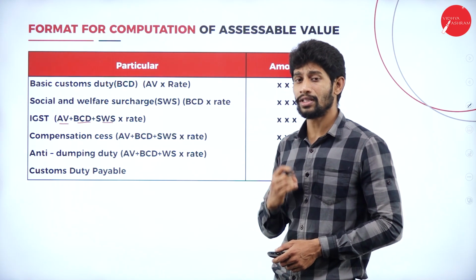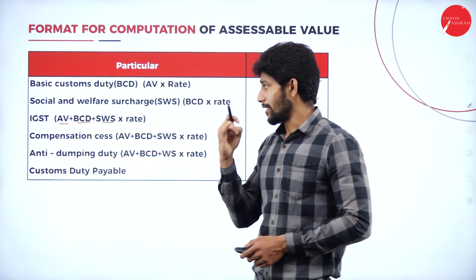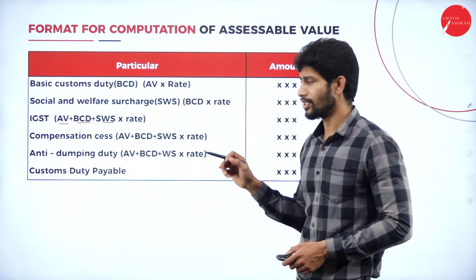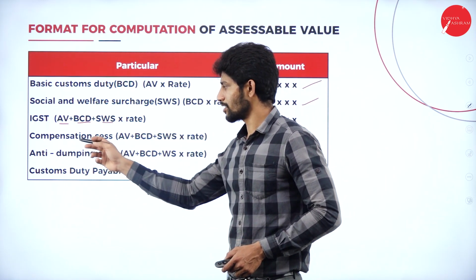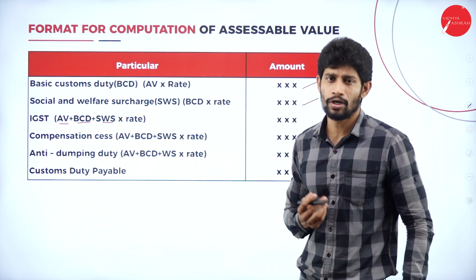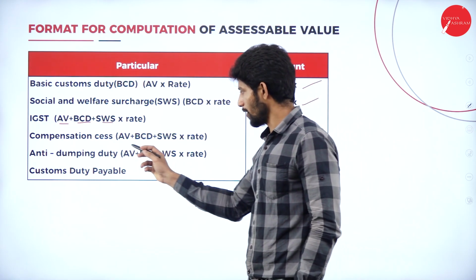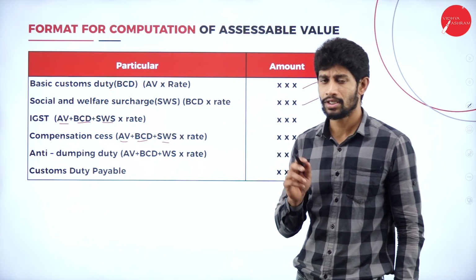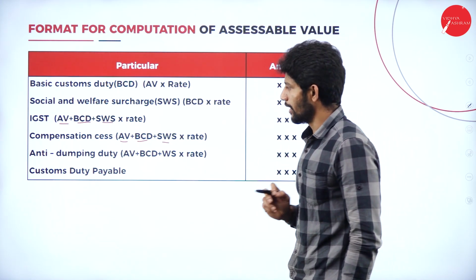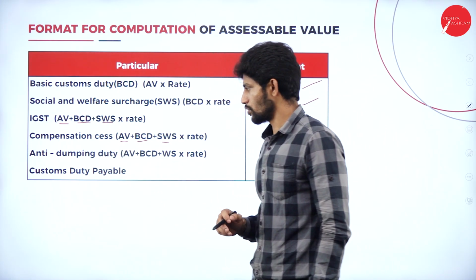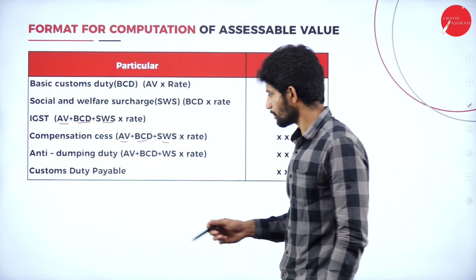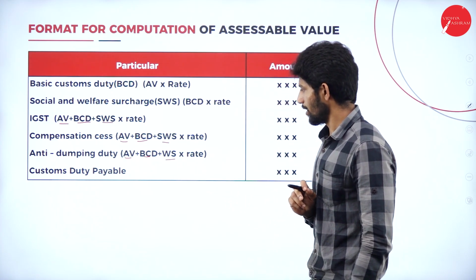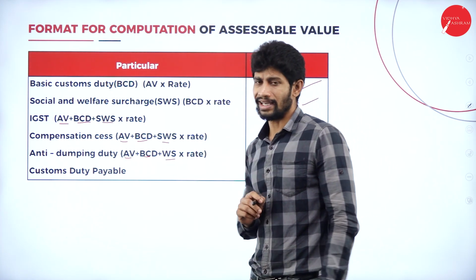So you will add all the three items, that is assessable value, basic customs duty, social welfare surcharge, into the rate of tax. Next, compensation cess. How will you compute compensation cess? Based on the assessable value, basic customs duty, social welfare surcharge into rate. Next, anti-dumping duty. How will you compute anti-dumping duty? Assessable value, basic customs duty and social welfare surcharge into rate.